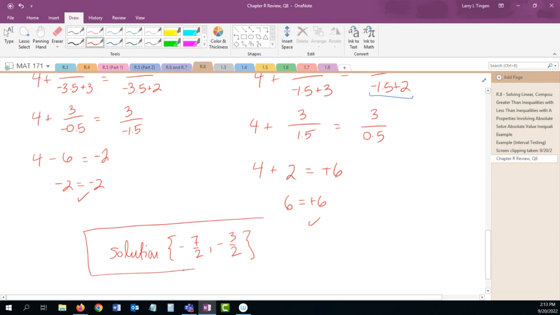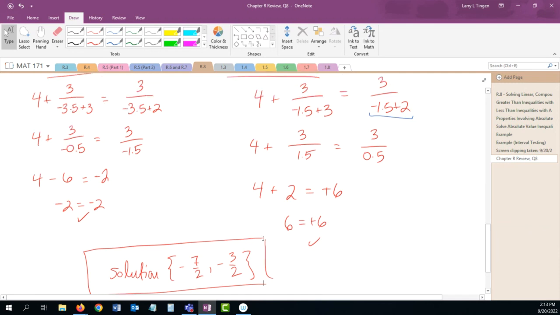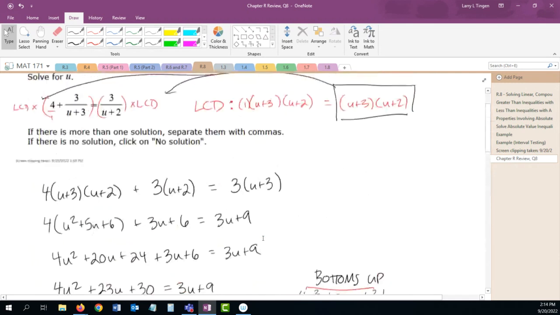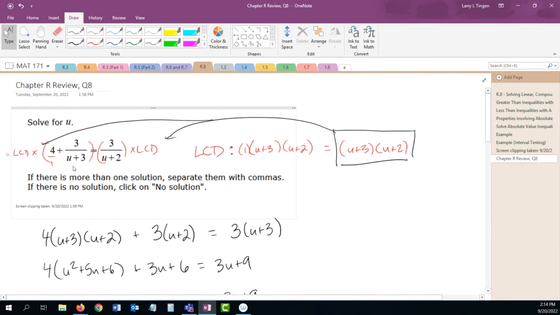For problems like this, if you're going to run into an extraneous solution, you can look at the very beginning numbers. There are two numbers that if I plug them in, they immediately cause division by 0. Those numbers are negative 3 and negative 2. They cannot be solutions. So if you're going to find extraneous solutions, that's typically what they're going to look like for rational equations.